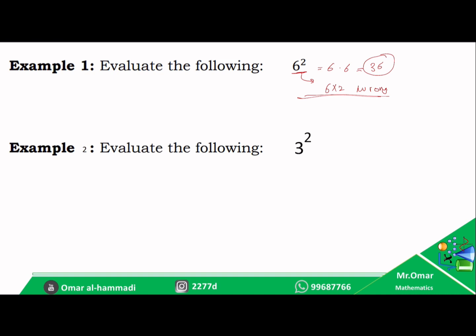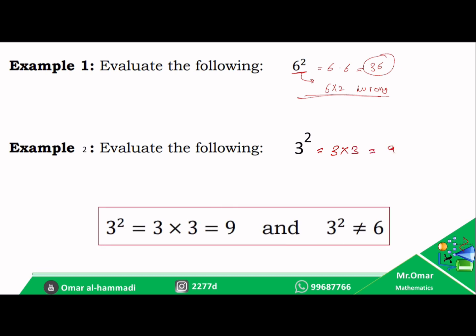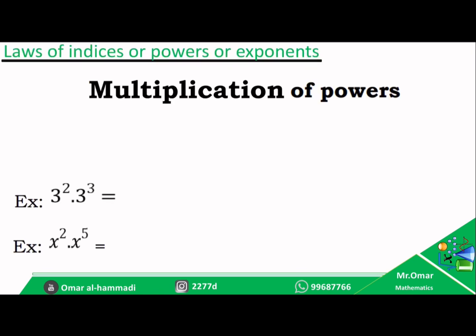What do we mean by evaluate 3 to the power 2? The meaning is 3 multiplied by 3, which is equal to 9. And here we go: 3 to the power 2 or 3 squared means 3 multiplied by 3, which is 9. 3 to the power 2 is not equal to 6. So don't do it like this. This is not 3 multiplied by 2. This is a wrong one.